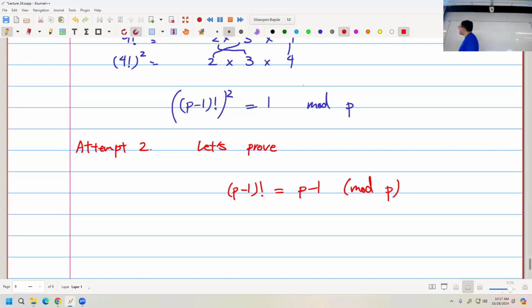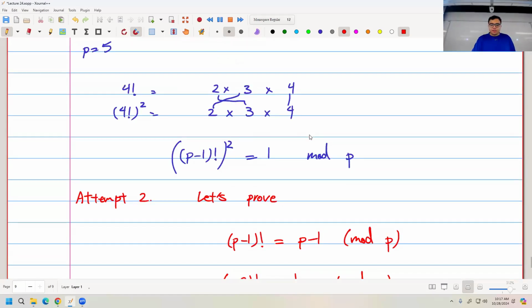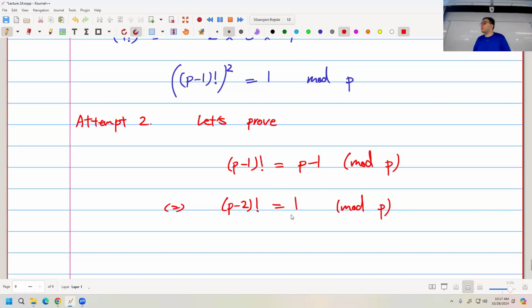But here's the thing. If (p-1)! is the same as p-1, I can cancel the p-1 on the two sides. So this is the same as proving that (p-2)! is 1 modulo p. Okay. Now, can you use a similar idea as here to prove that (p-2)! is 1?